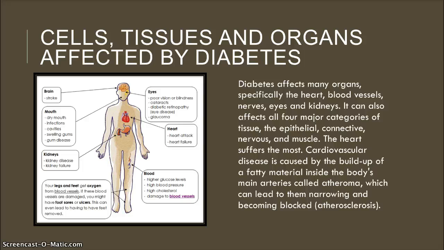Without insulin, too much glucose stays in your body. Over time, high blood glucose can lead to serious problems with your heart, eyes, kidneys, nerves, gums, and teeth. Diabetes affects many organs, but specifically the heart, blood vessels, nerves, eyes, and kidneys.